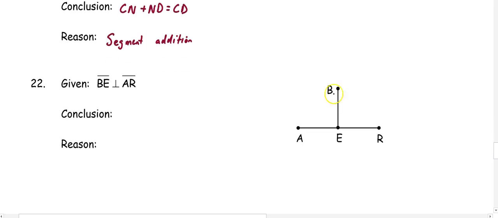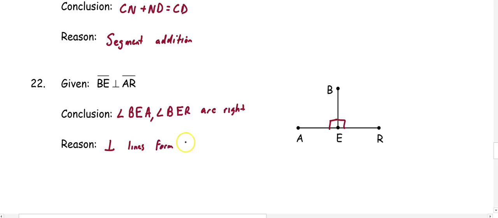Number 22, BE is perpendicular to AR. When things are perpendicular, this means that they form right angles. So for our conclusion, we can say angle BEA and angle BER are right angles. Our reason is that perpendicular lines form right angles.